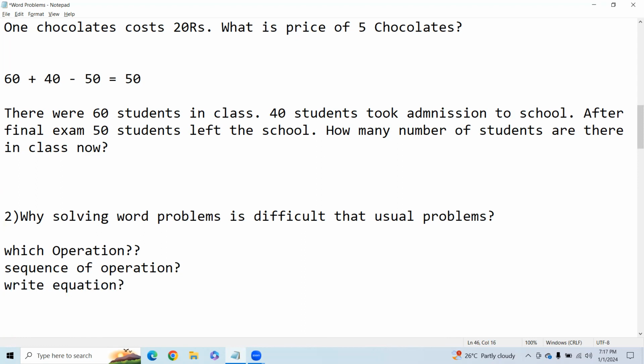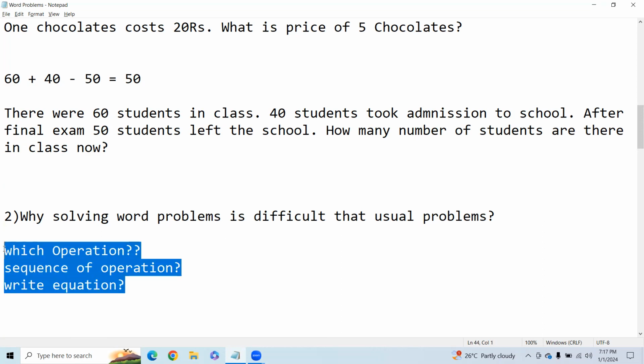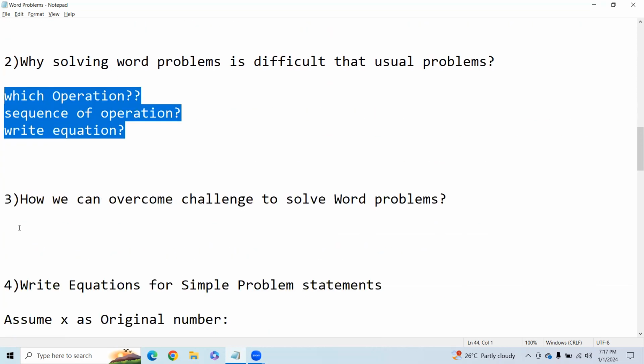So once you know which operation you are supposed to do, and what is the sequence of operations, then you should be able to write the equation for that. And once we write the equation, we can solve our question very easily. So these are the three major challenges we have when we solve any word problem. So how can we overcome these challenges?